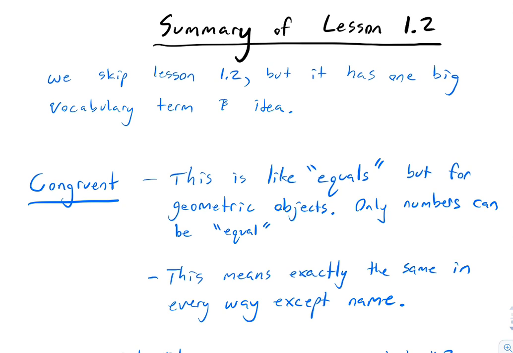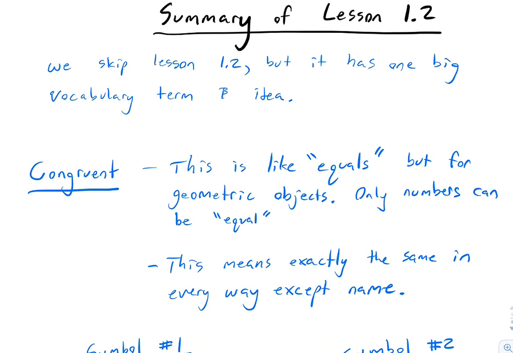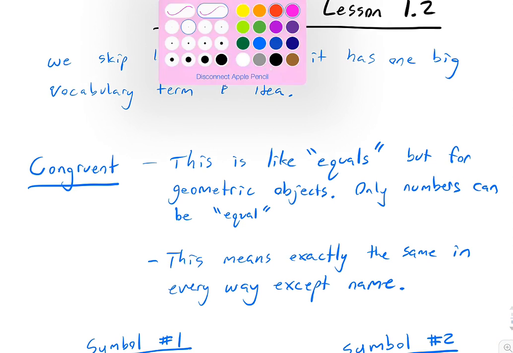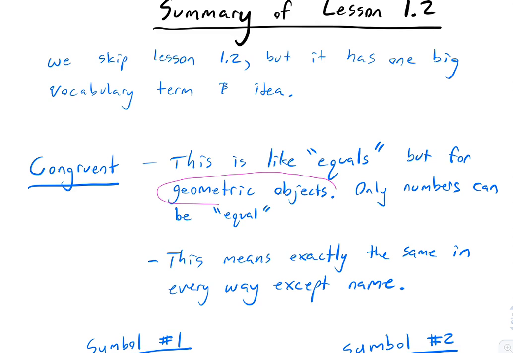But the word congruent means two geometric objects, right, geometric objects being all the things we're talking about in this book, but two geometric objects that are exactly the same in every single way except for name, right? Obviously, one line segment could be named AB, and the other could be named CD, but if they're the exact same length, height, width, etc., they're exactly the same, other than their names, so we say they're congruent.